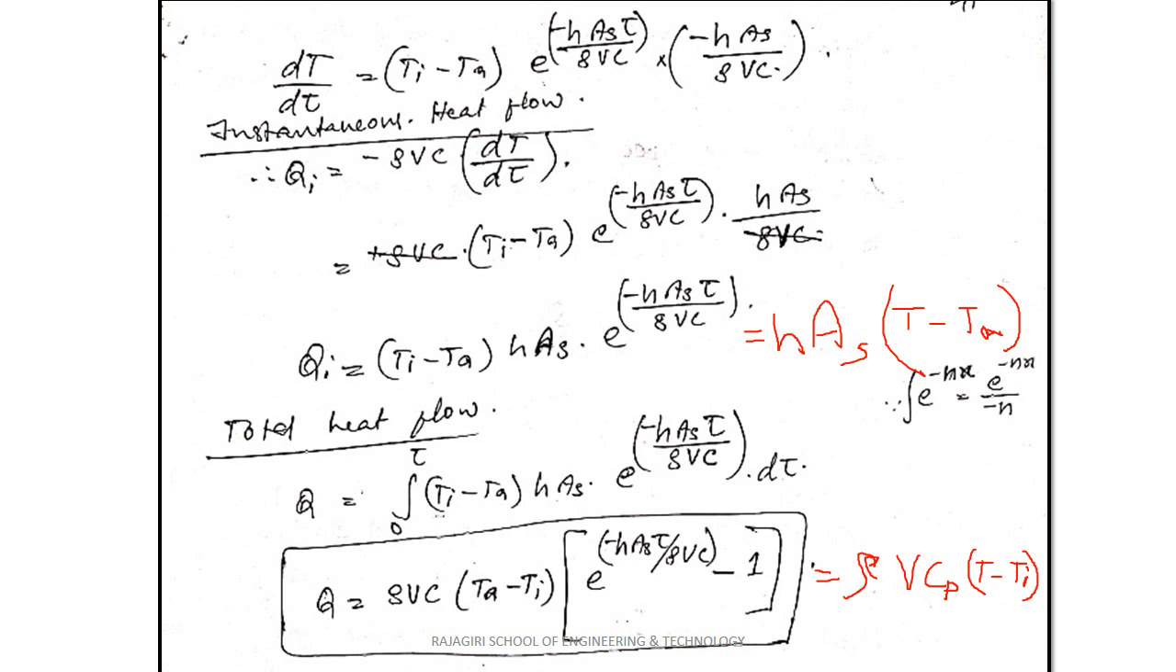Or you can use another equation, which is Q equal to rho V Cp, that is m Cp, multiplied with the temperature change in the body, that is T minus Ti, where Ti is the initial temperature of the body. T is the temperature of the body at that instant during time tau.